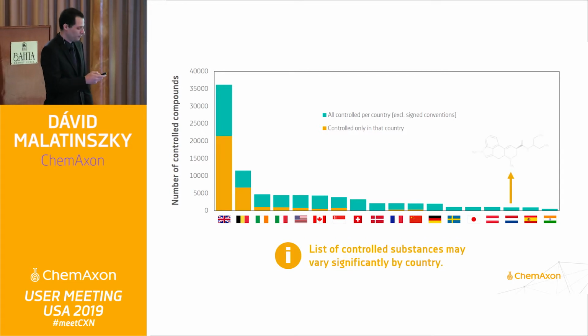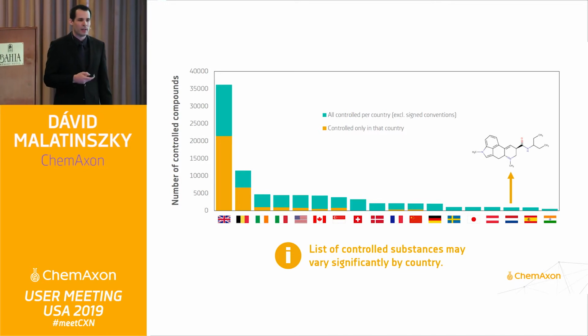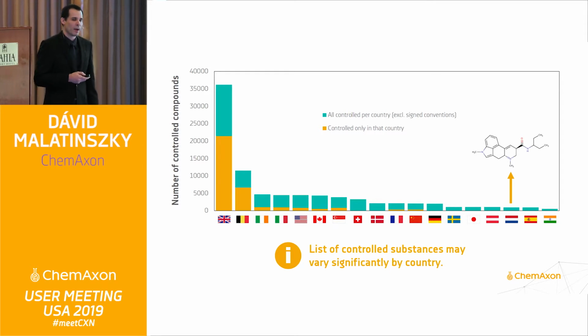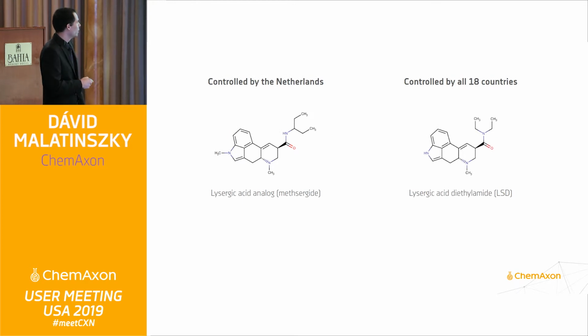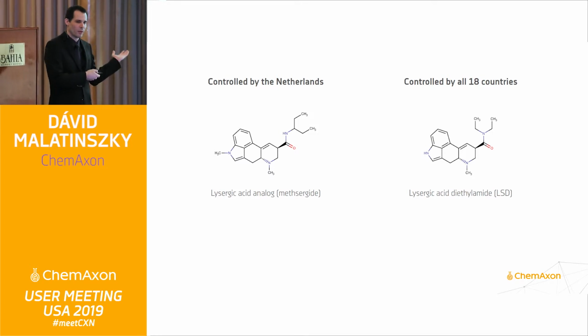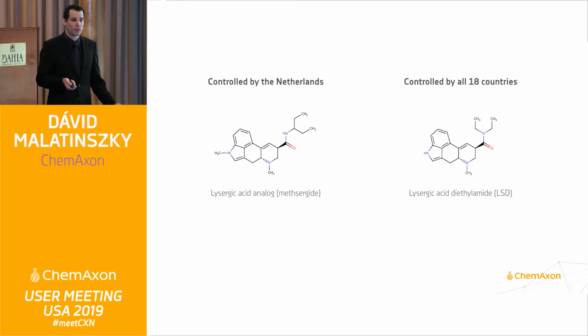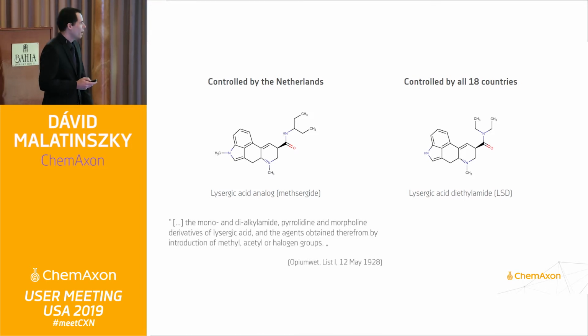You probably cannot see it, but there's a thin orange line here, displaying that in the Netherlands there's one compound that is controlled only by the Netherlands. So what's this? If you take a closer look, this is a lysergic acid analog, and another lysergic acid analog. We know that well from one of the previous slides, that it's controlled in all countries, even though in the Campbell set we can only find the isotopically labeled form. So why is this compound controlled in the Netherlands?